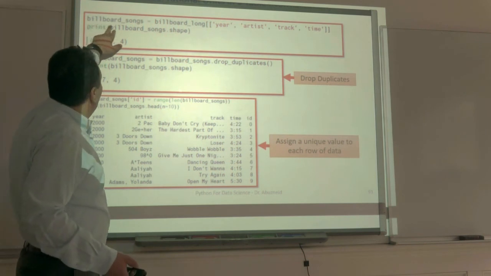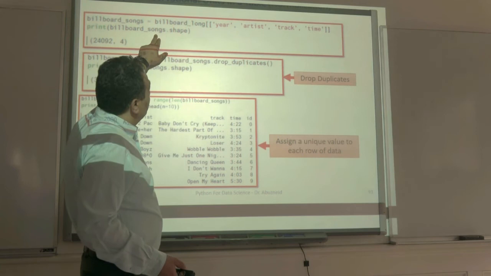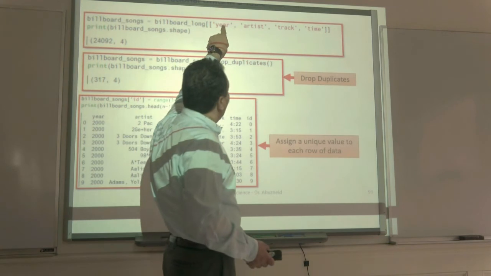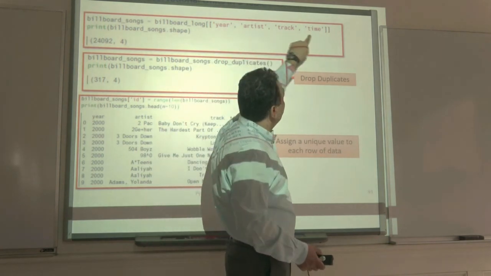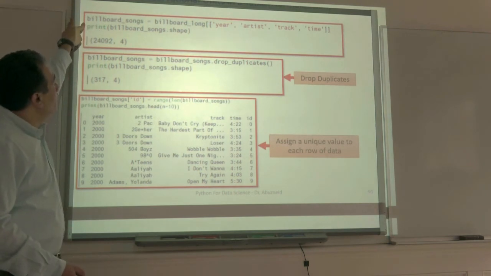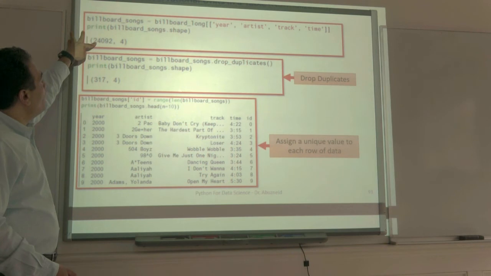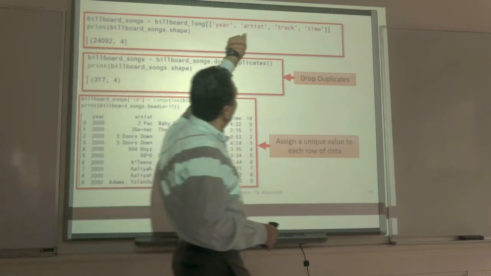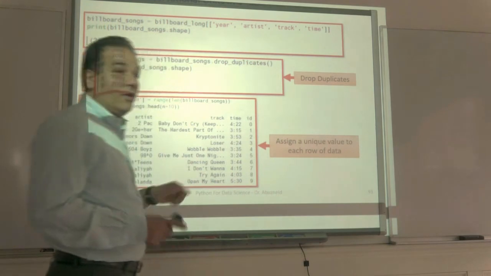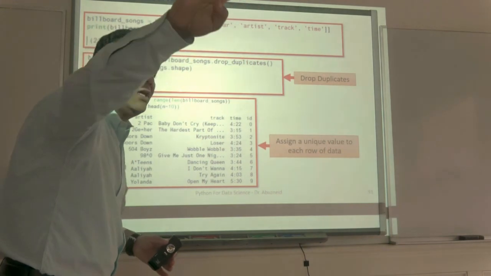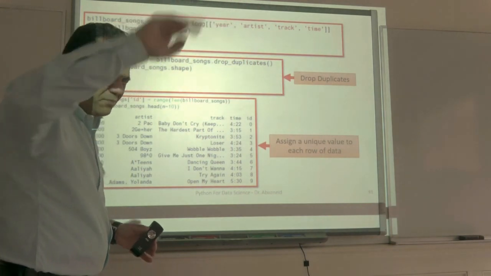So billboard songs, long. In here I'm creating another data frame which includes only the year, the artist, the track, time. I'm saving it in billboard songs. And the shape has 25,000 rows with how many columns? 4. 1, 2, 3, 4. So that's the first step. I took them from the data frame and created a new data frame.